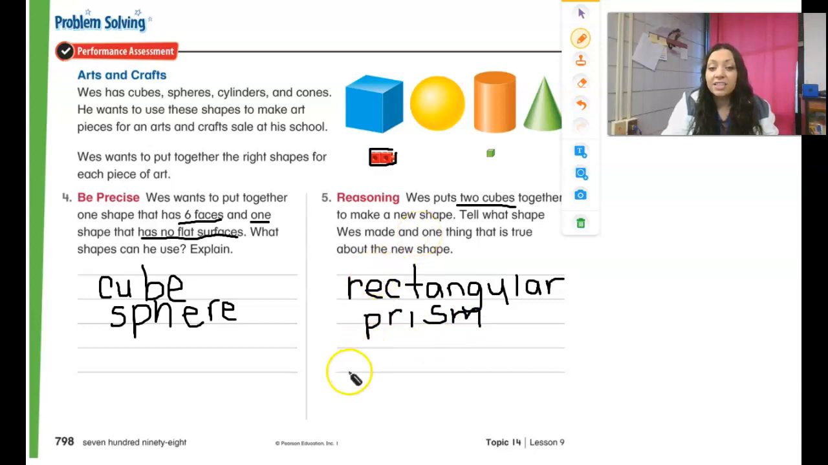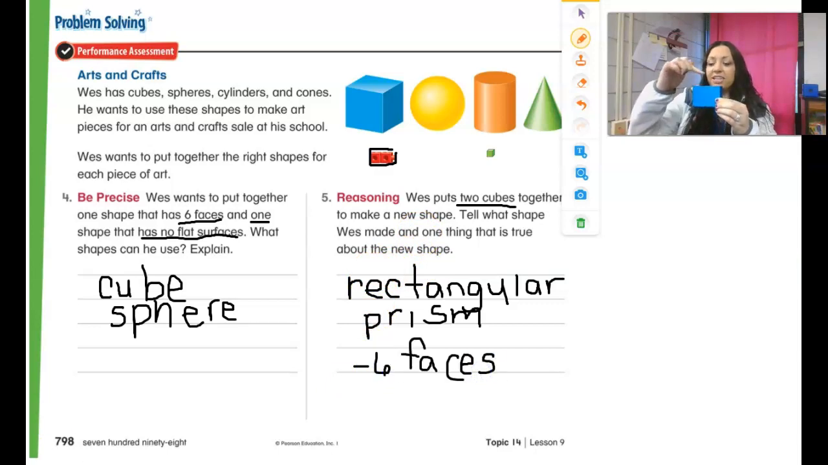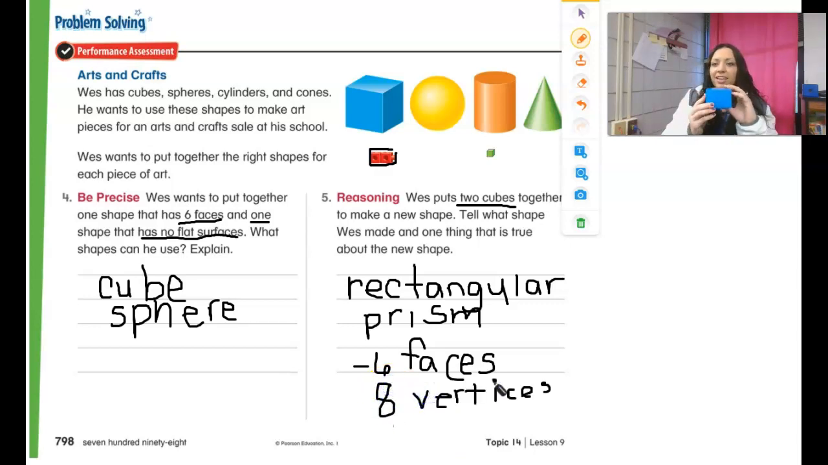It's still going to have 6 faces, so 6 faces. You can see those 6 faces here, 1, 2, 3, 4, 5, 6. It's still going to have, look, our vertices, 1, 2, 3, 4, 5, 6, 7, 8 vertices. So 8 vertices just like a cube, okay? And then what else does it have? How about its edges? I've got 1, 2, 3, 4. Then we go down, 5, 6, 7, 8. And then on the bottom, 9, 10, 11, 12. 12 edges just like a cube too.